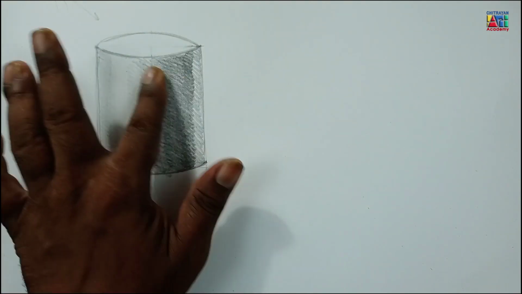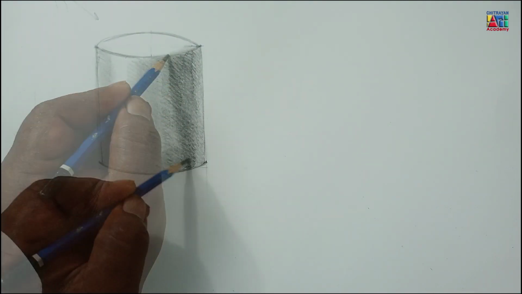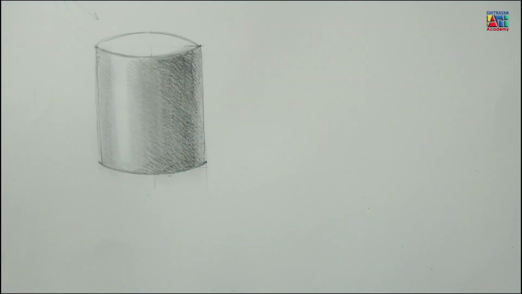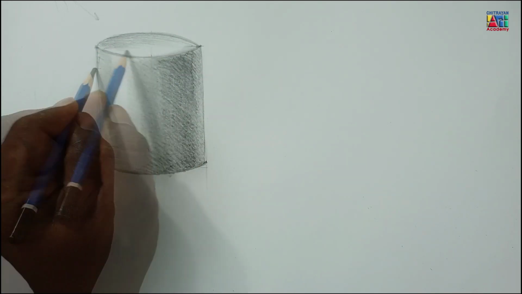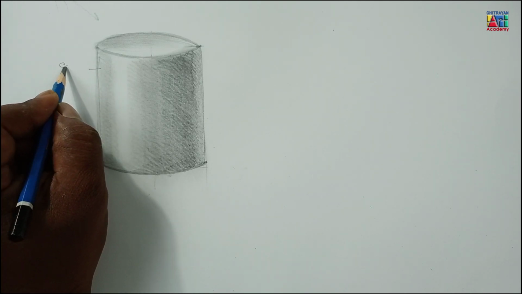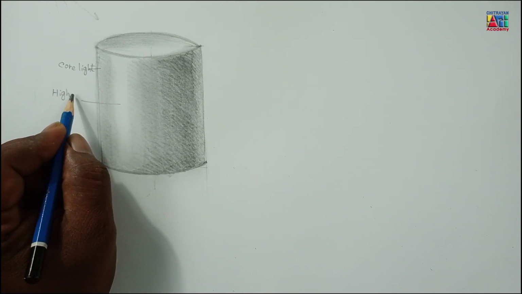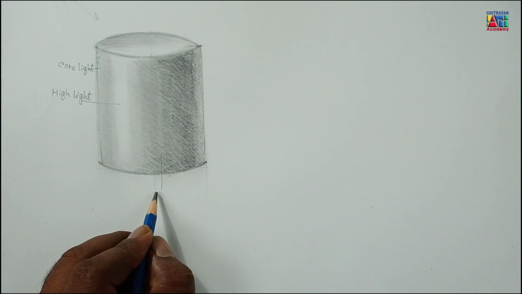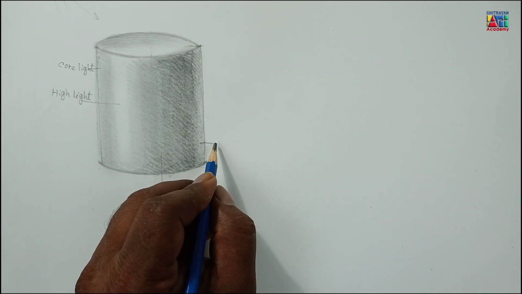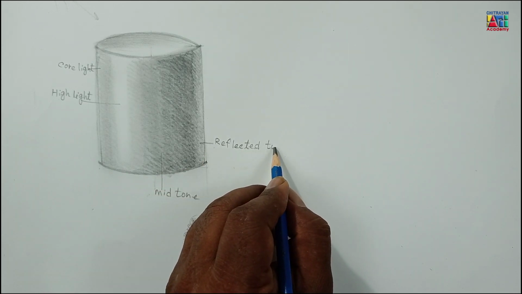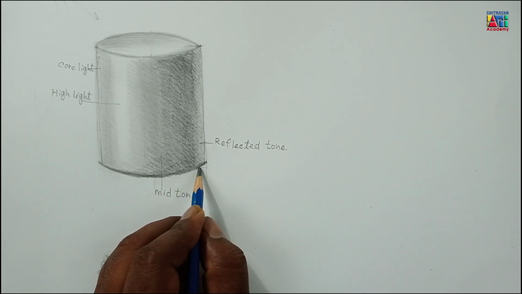We mark the tone with the finger. This is the core light at the top of the cylindrical shape. We mention the name. This is the core light. This is a highlight. This is mid-tone. Reflected tone. This is occlusion shadow, the darkest part.